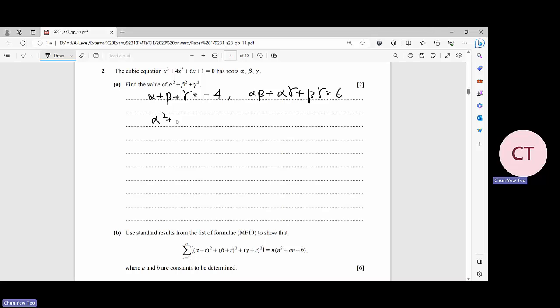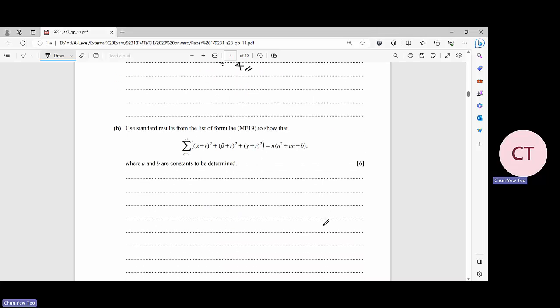Then just use the formula: alpha square plus beta square plus gamma square equals alpha plus beta plus gamma, all squared, minus 2 times alpha beta plus alpha gamma plus beta gamma. So this one will be negative 4 squared minus 2 times 6. If you press a calculator, it will be 16 minus 12 and you get 4. Just like that, done. And now we go for part B.